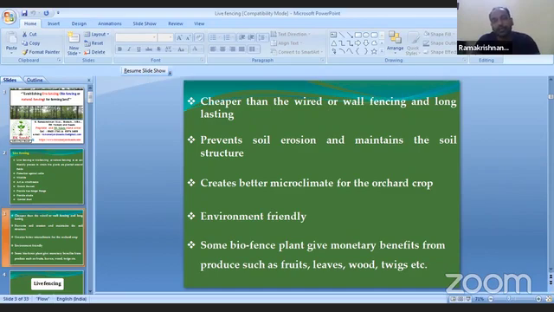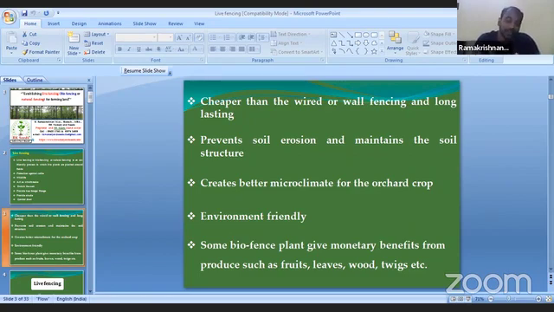Then, create a better microclimate for orchard crops. Yes, I already mentioned the other climatic conditions, like rain and other things. We observe this with our live fencing, but mechanical fencing is not capable of it. And it is environment friendly. Yes, everybody knows it is very environment friendly, because for farming land, all four corners would need only pillars and wire. We are not doing it like that.